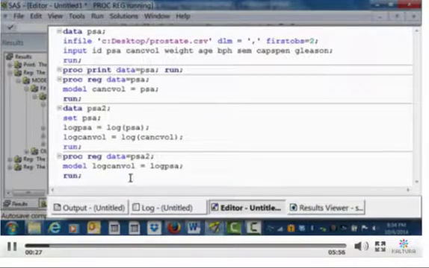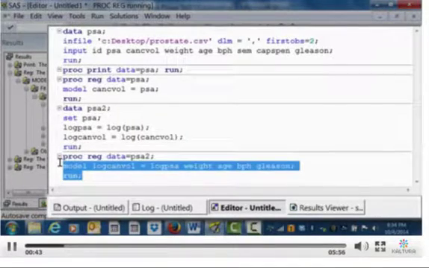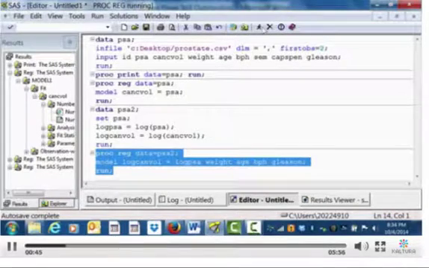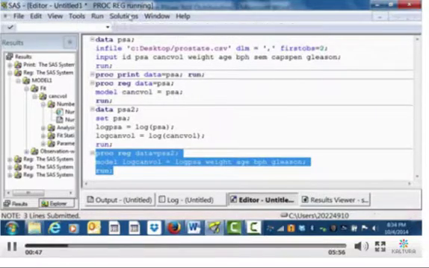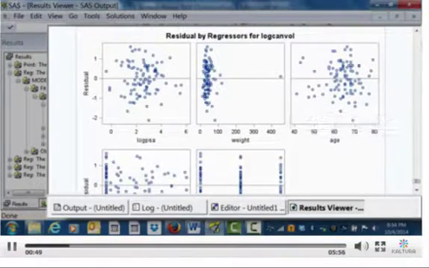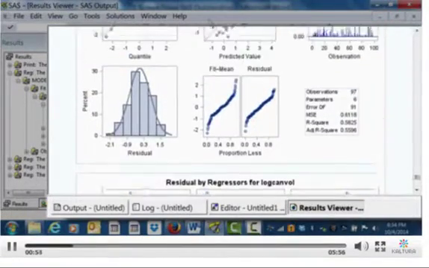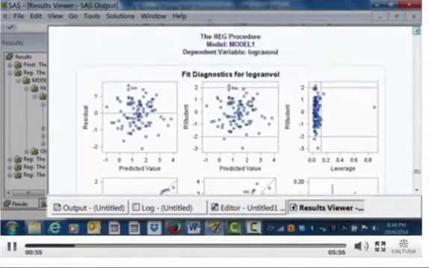And here we want to add some variables to this model. So maybe we can add weight, age, BPH, and Gleason. I just threw in some variables to add there, just to get a bigger regression with more variables in it. I'm going to scroll up here.